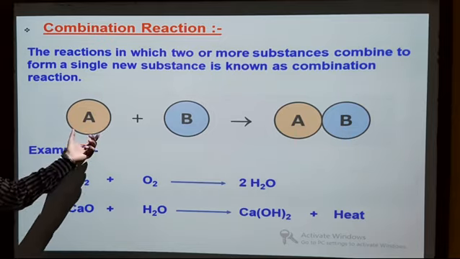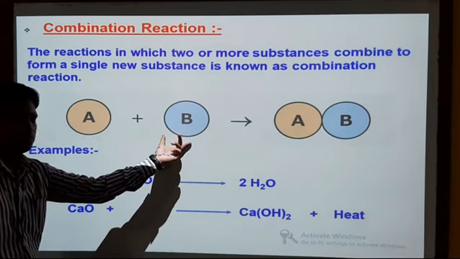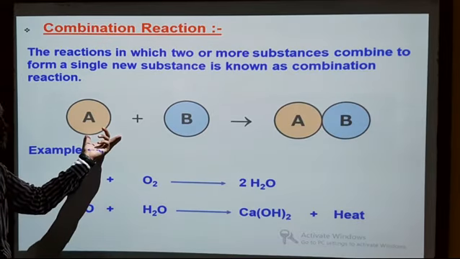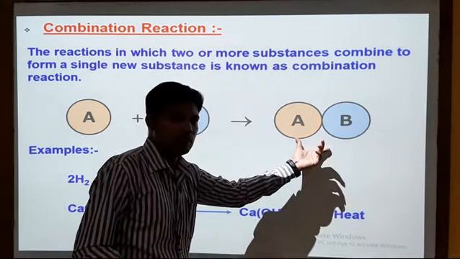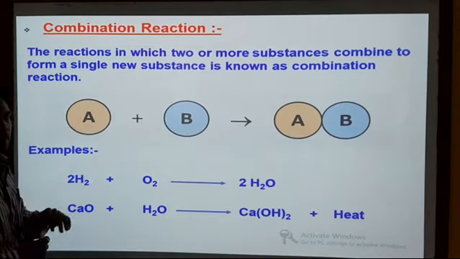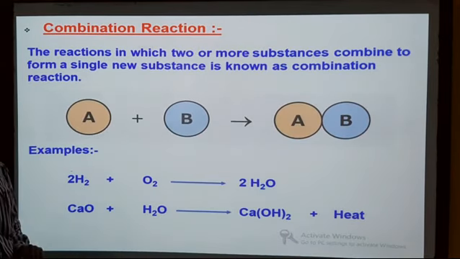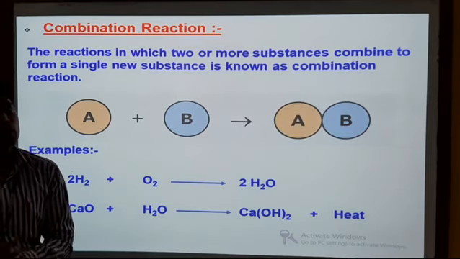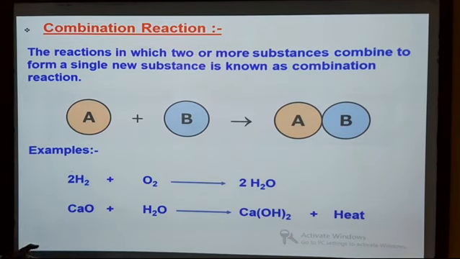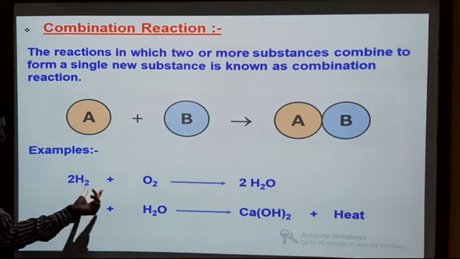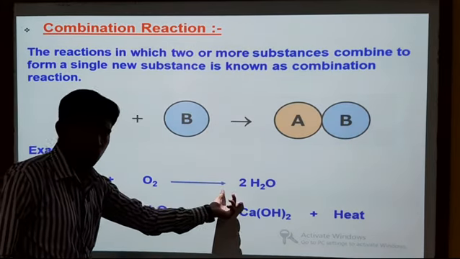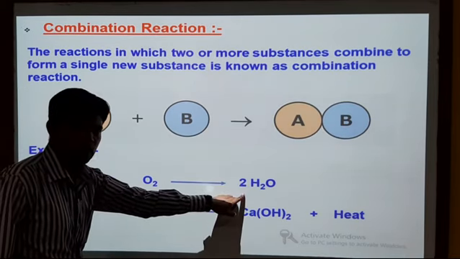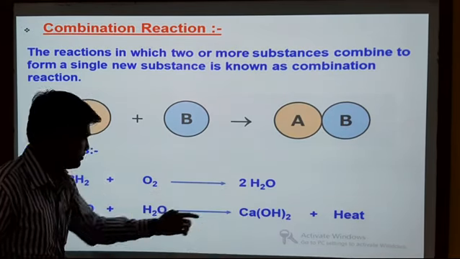So what happens? An example, A plus B gives you AB. So 2 elements, or you can say 2 compounds, combine to form a single product. So the definition says that the reaction in which 2 or more substances combine to form a single product is called a combination reaction. Examples: hydrogen plus oxygen gives you water. So here what we have seen, 2 elements combine to form a single compound is a combination reaction.